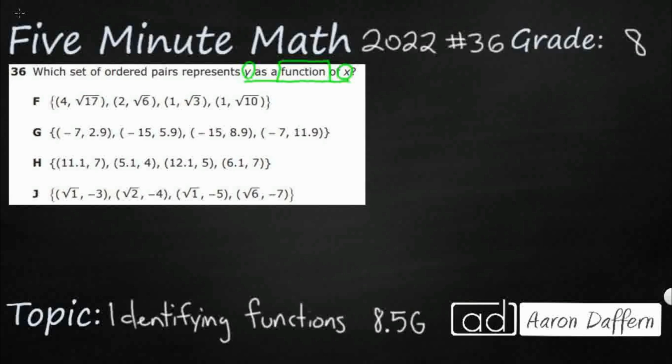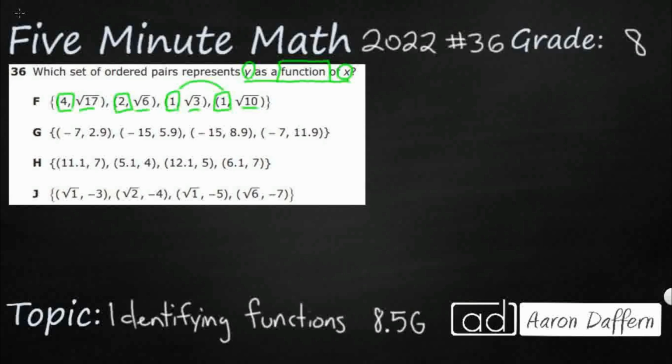So if I'm looking at my y's, for F, I see square root of 17, square root of 6, square root of 3, square root of 10. I notice they're all square roots. But I've got square roots in other ones. That might not be it. Look at my x's. I've got 4, 2, 1, 1. They're not square roots, but I did notice that I repeated 1 and 1. All right, so let's look at G.